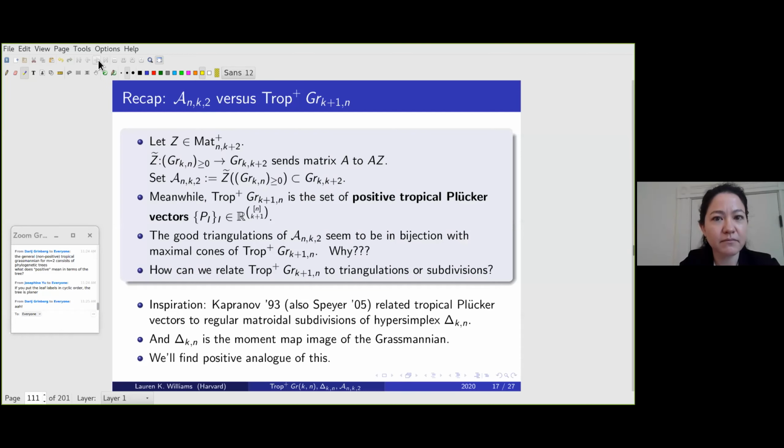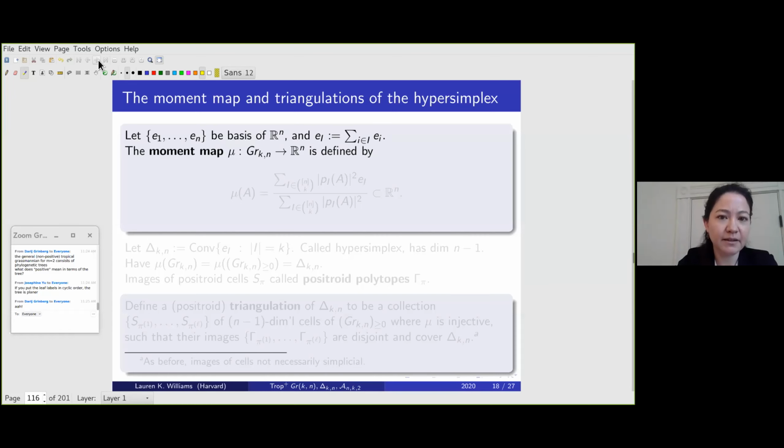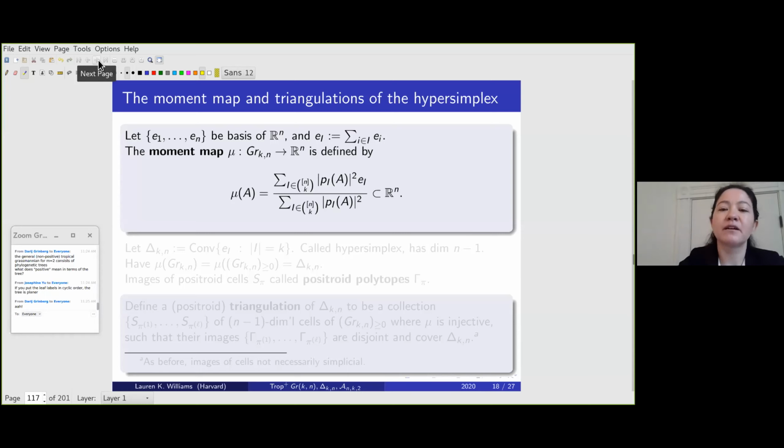Okay, so let me tell you about the moment map and triangulations of the hypersimplex. So E1 through En will be the standard basis of Rn, and E sub capital I, for capital I a subset, will be just a sum of the corresponding E sub lowercase i's. And now the moment map is a map from the Grassmannian Gr(k,n) into Rn, defined as follows. So maybe I won't read it. At the bottom is just a normalizing factor. The numerator is a sum of the E sub i's weighted by norms of Plücker coordinates, and the whole thing is living in Rn.